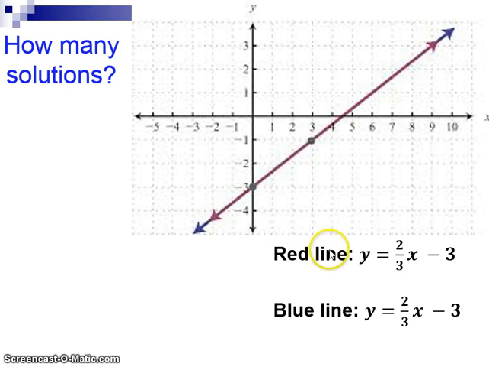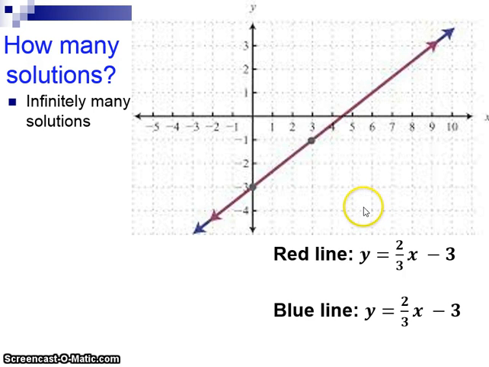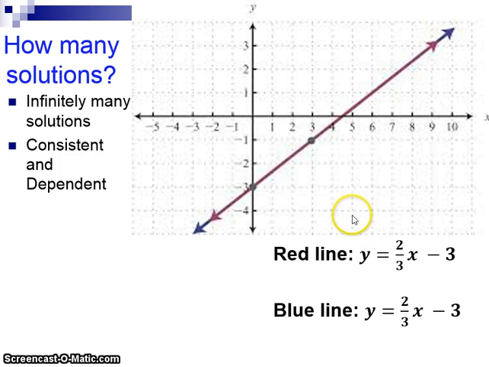Now, in this picture, I have graphed two different lines. We have a red line, which starts here and goes this way with arrows on each end, so it keeps going, and a blue line right here. So how many solutions do we see these two equations having? Well, they have infinitely many solutions. Why? Because they're consistent and dependent. There's a solution. In fact, there's infinitely many.